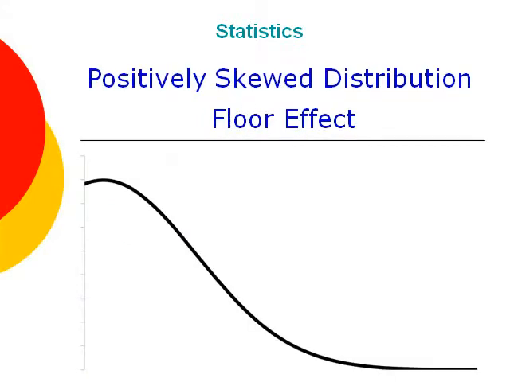Here is an example of a positively skewed distribution. Notice that most individuals score at the lower end of the scale and that the tail stretches off to the right to capture people with higher scores. Tests with this type of distribution would be said to have a floor effect or do a poor job of discriminating between individuals at the lower end of the distribution.